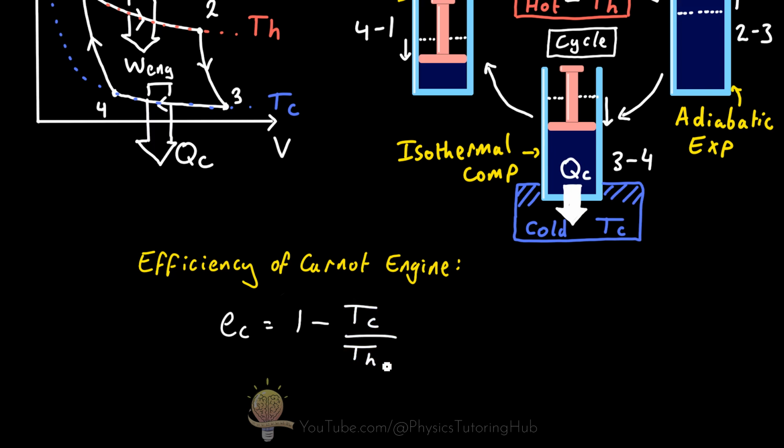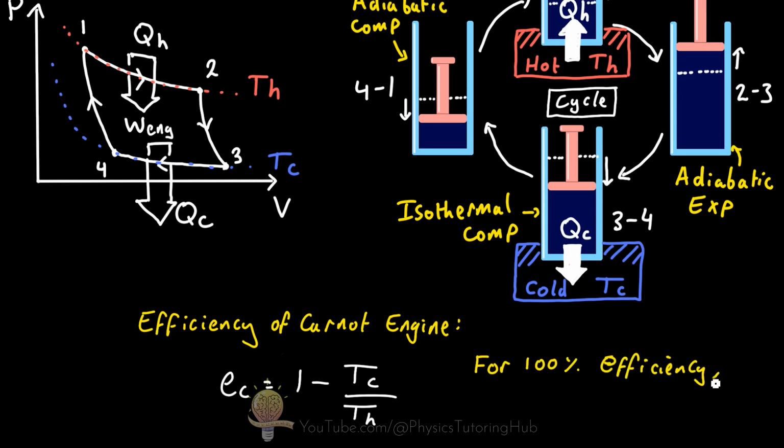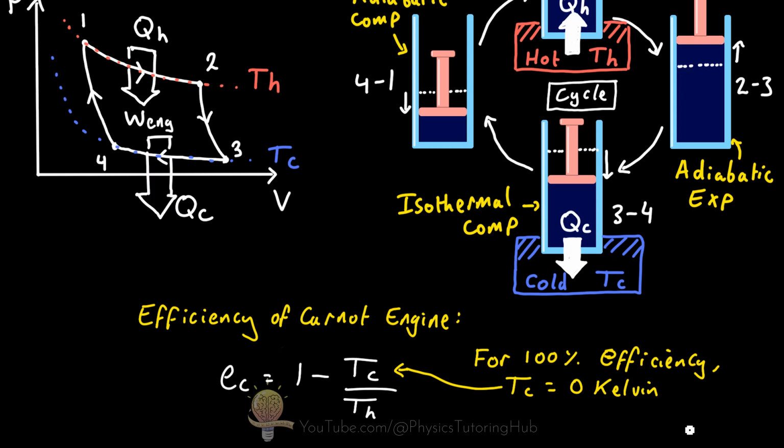We should also notice here that an efficiency of unity or 100% can never be achieved by a Carnot engine. If we could achieve 100% efficiency, the cold reservoir would have to have a temperature of 0 Kelvin. Because if you notice here, if T sub C is 0, then effectively on the right hand of the equation, we would have 1 minus 0. But you probably already realised that we can't have a temperature of 0 Kelvin. Nothing can reach this temperature. And therefore, the Carnot efficiency can never reach 100%.